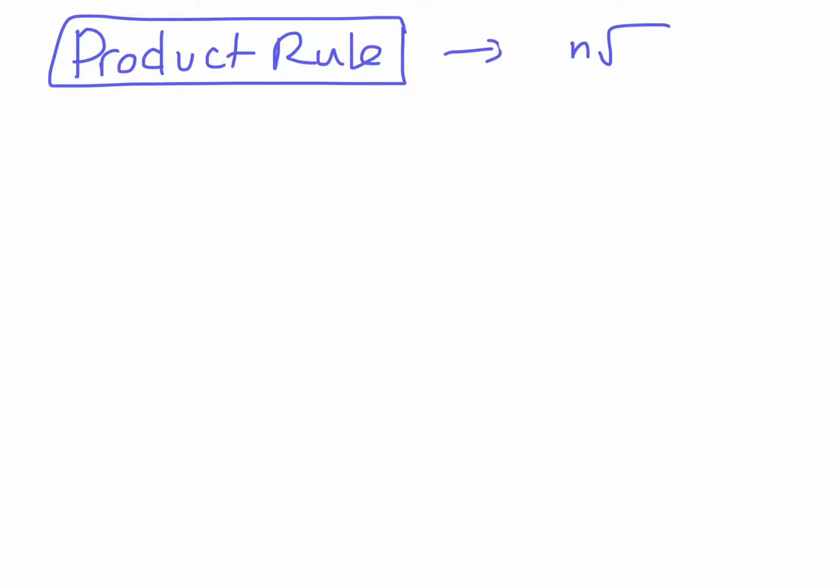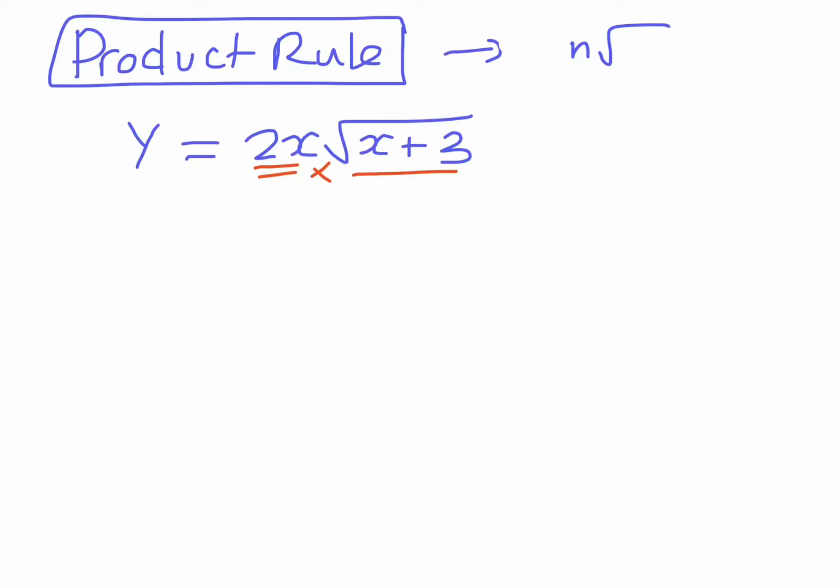Just going to look at a product rule when you have a square root in the question. So we're going to look at y equals 2x root x plus 3. Okay, so this is a product because we have two separate functions. We have the 2x and we have the square root of x plus 3. So u will be the 2x and v will be the square root of x plus 3.